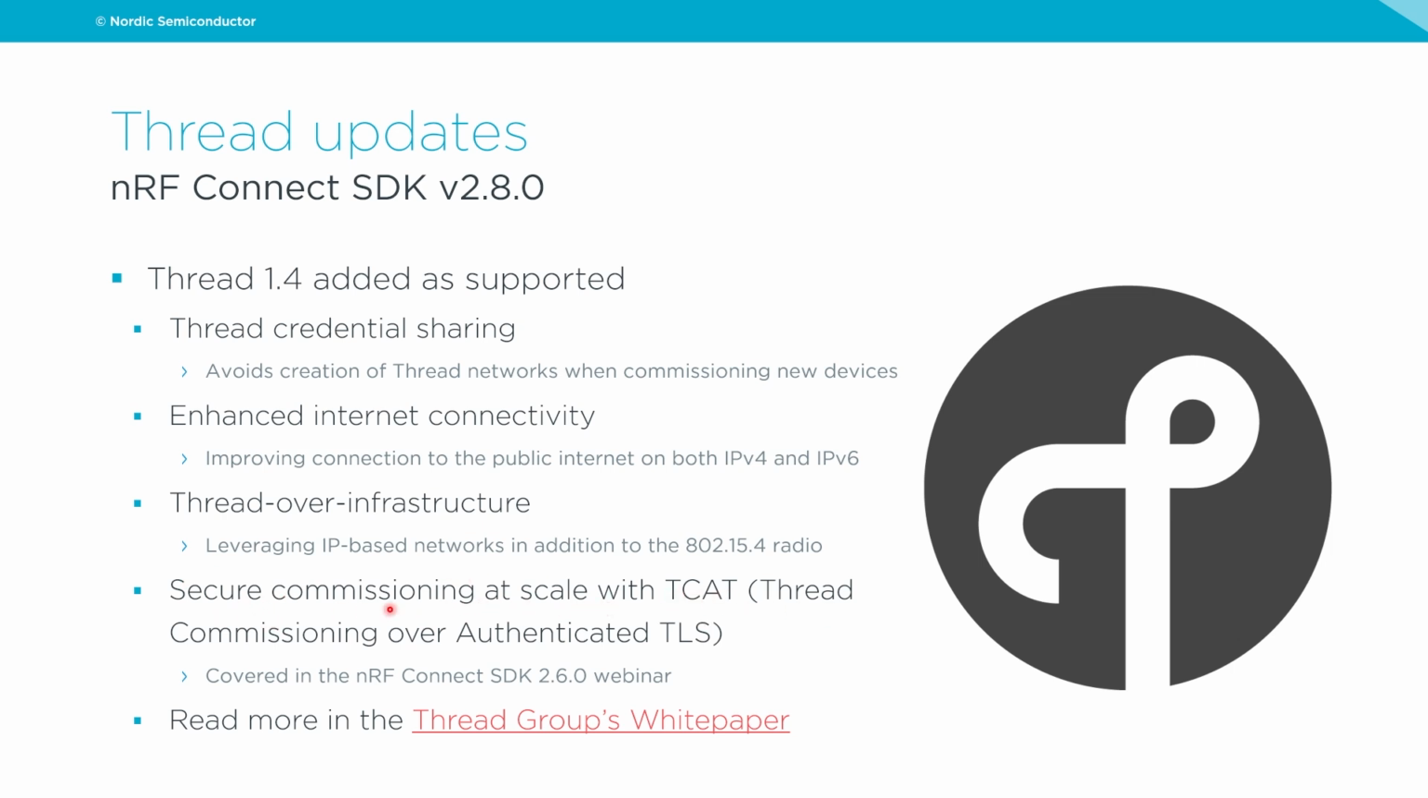TCAT stands for Thread Commissioning over Authenticated TLS. This is more towards the professional and commercial market for installing things faster at a larger scale. This was actually covered in the nRF Connect SDK 2.6 webinar, where this feature was added as experimental at that time. So if you're interested, I recommend that you go and check that one. If you want to read more about these features, and some of the smaller improvements, I have a link here to the Thread Group's white paper, so you can go and check that out.